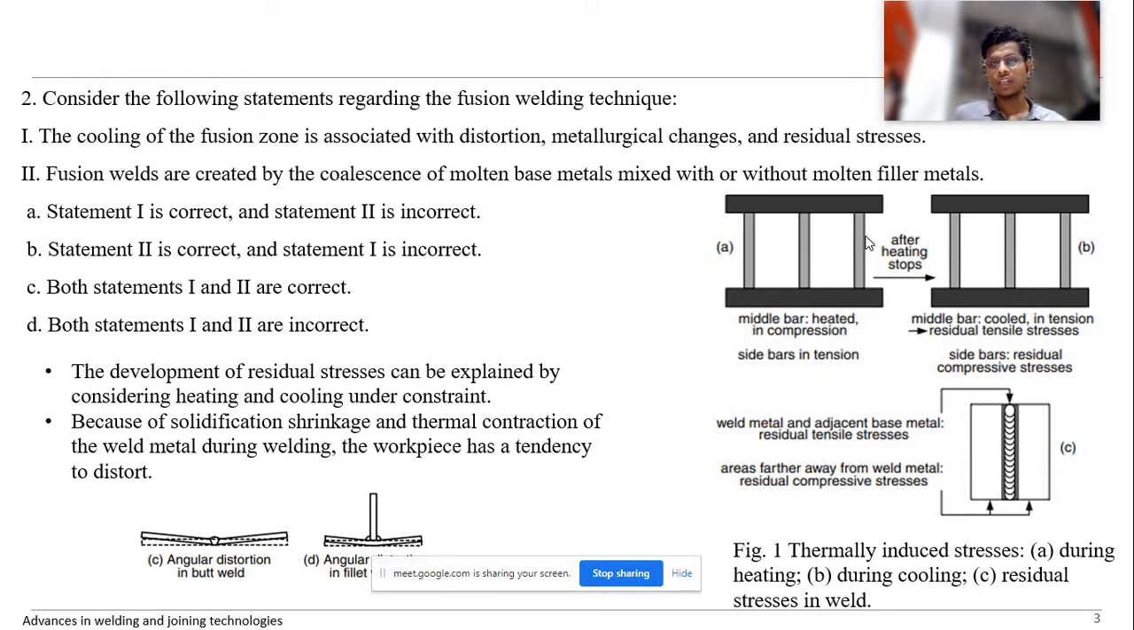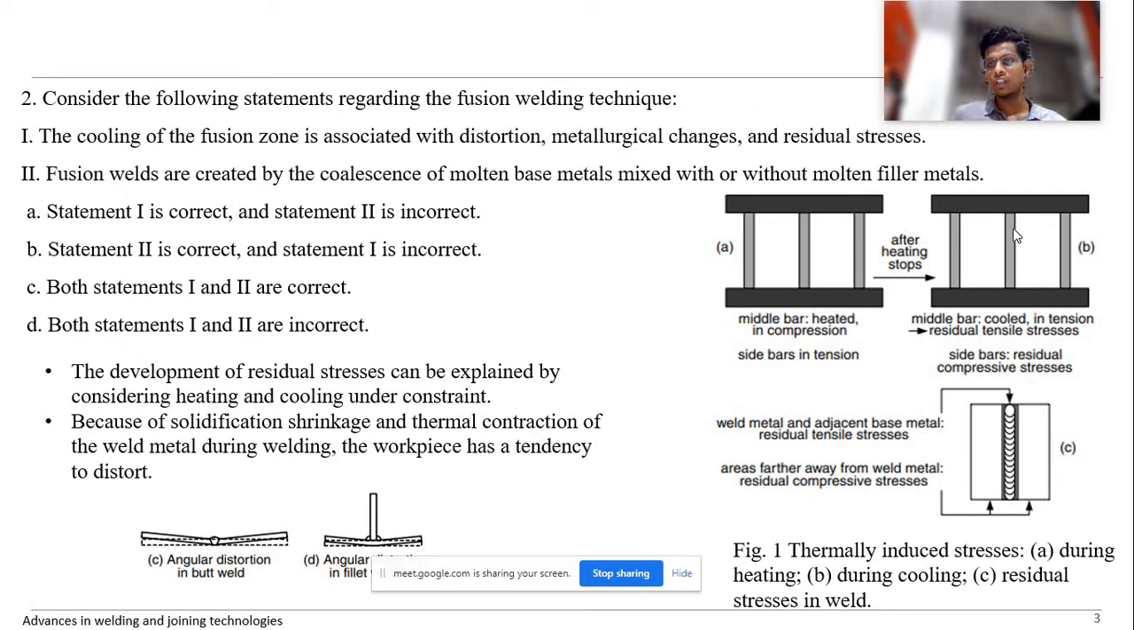As the temperature increases, the compressive stresses increase because the expansion of this middle bar is restricted by the side bars, since they are joined through the rigid bar. Once the temperature increases, the compressive stress will keep increasing till yield. After the heating is done, because of conduction, convection, and radiation, the cooling happens.